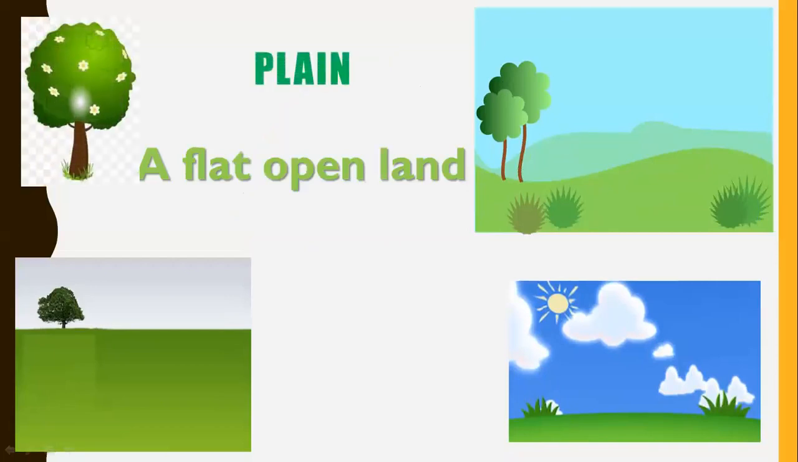Number two, plain. A plain is a flat, open land. The word flat means has no heights. It's flat, like when you walk on the floor in the school or in your home. It's a flat, open land.